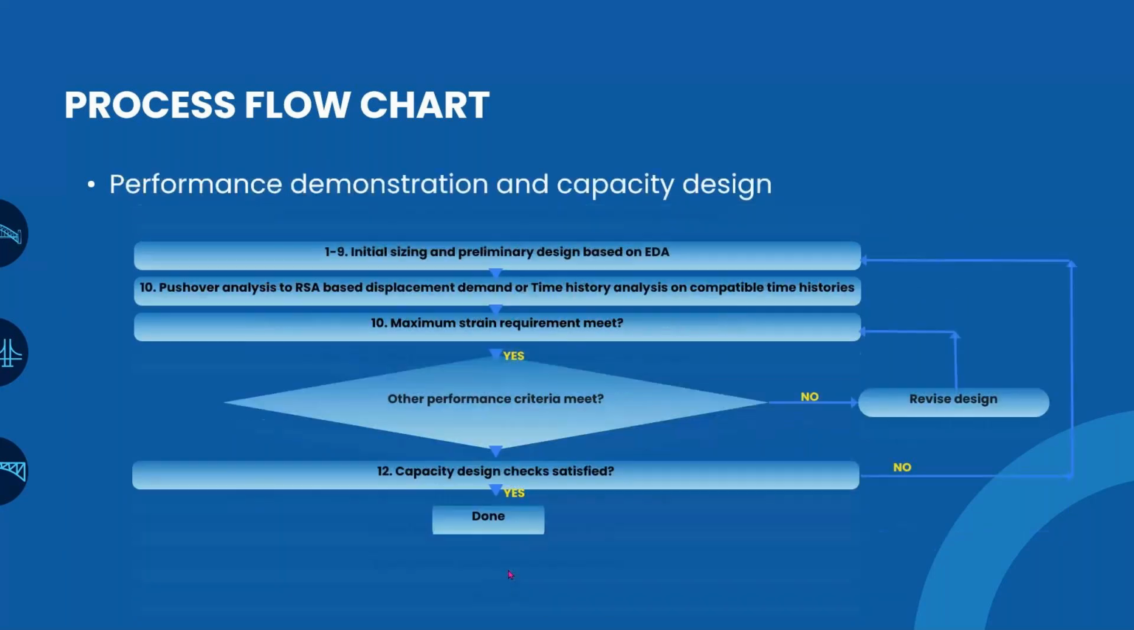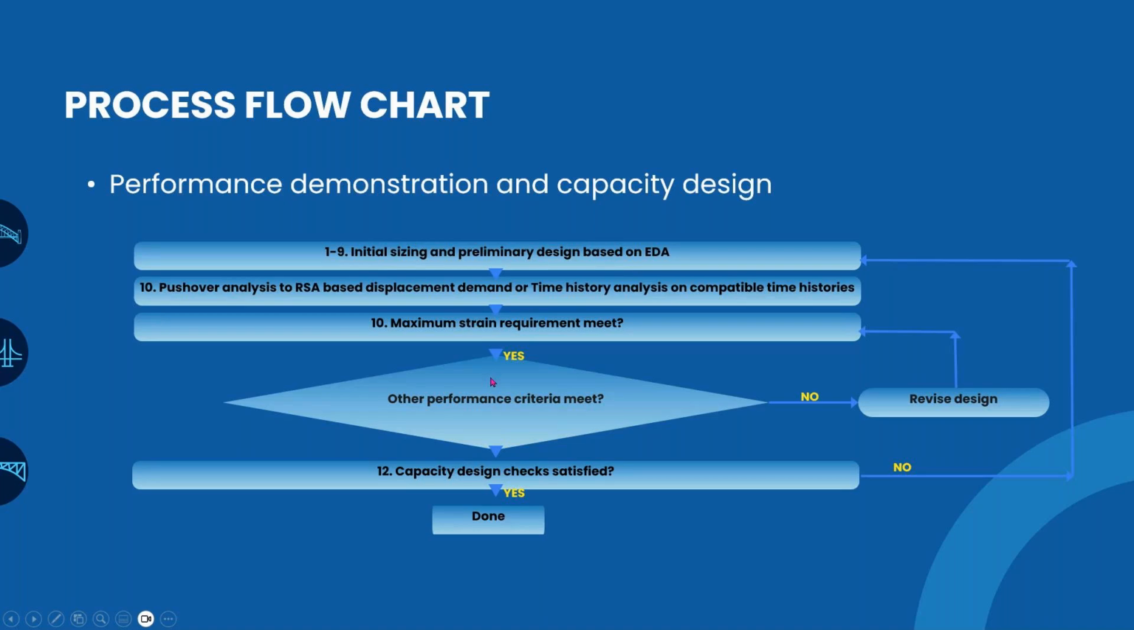Once we are good to go with the design, then we need to evaluate the performance of the structure. So once we have decided on the initial sizing and the preliminary design based on the response spectrum analysis, we carry out the pushover analysis or the nonlinear time history analysis with the compatible time histories to compute the capacity of the structure, and under that we evaluate the maximum strain requirements.